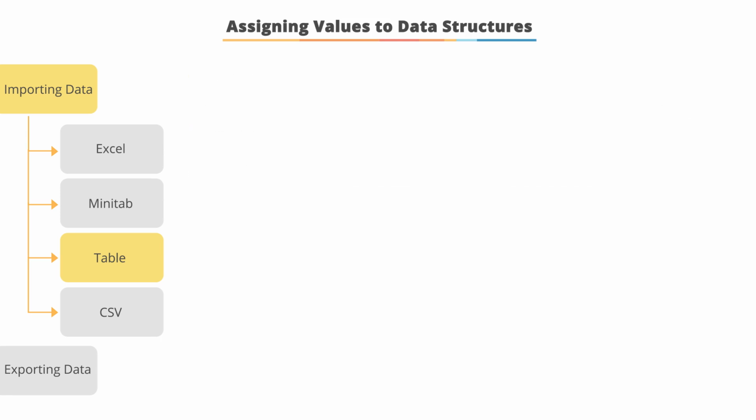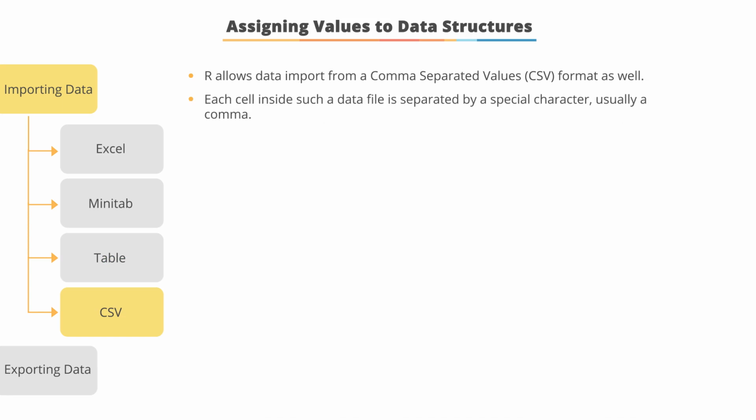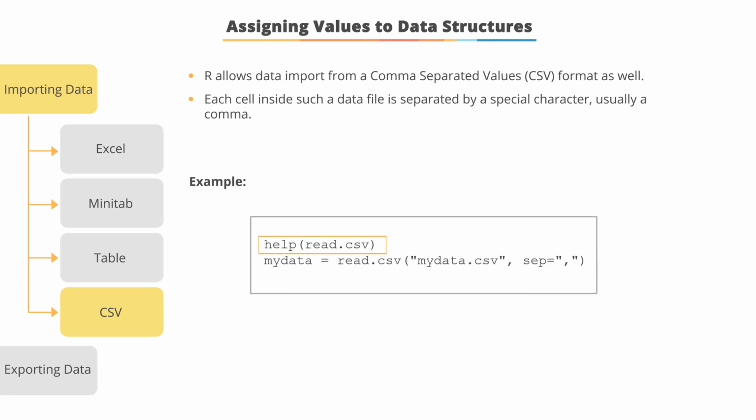Lastly, and probably most commonly, you'd use something like a CSV file. Now, R allows data imports from a comma-separated values format as well. It may actually be one of the most common. And each cell inside such a data file is separated by a special character, usually a comma. So if you wanted to look at the help file, again, you could use help read.csv. And here, we're doing the exact same thing we've done before, right? We are creating a data frame called mydata equals read.csv, in quotations, the name of our file.